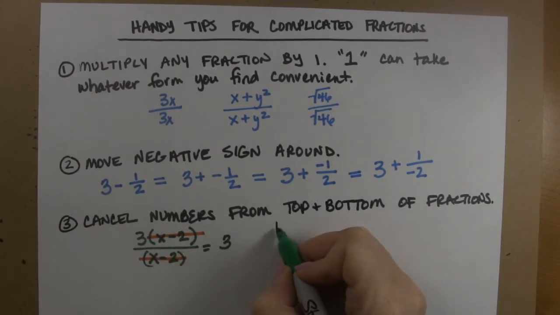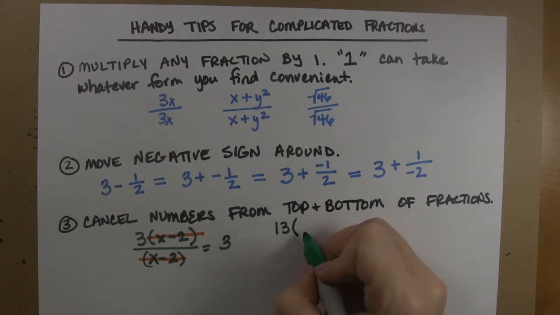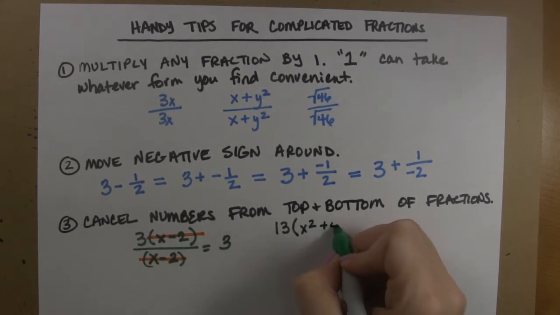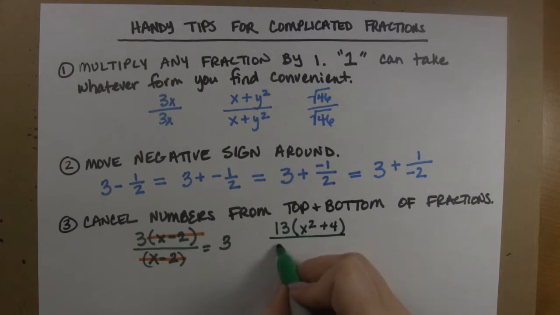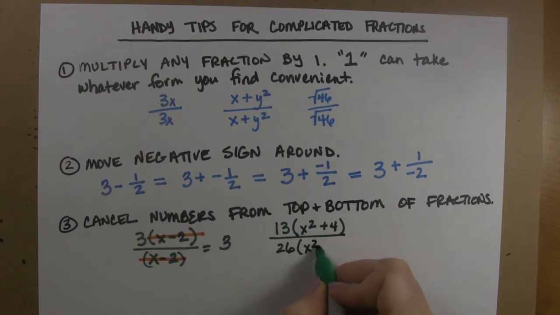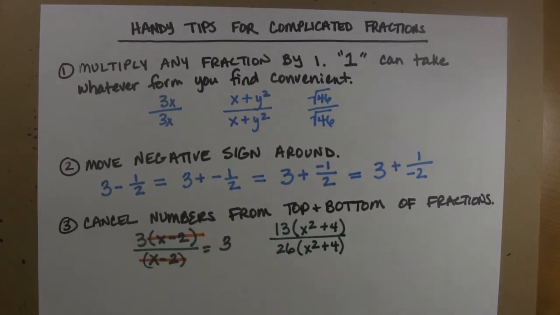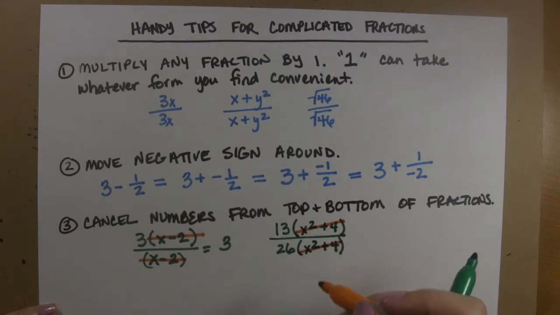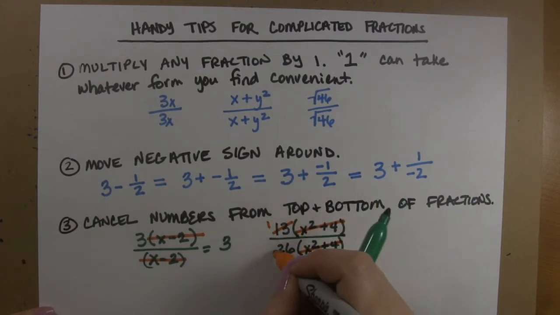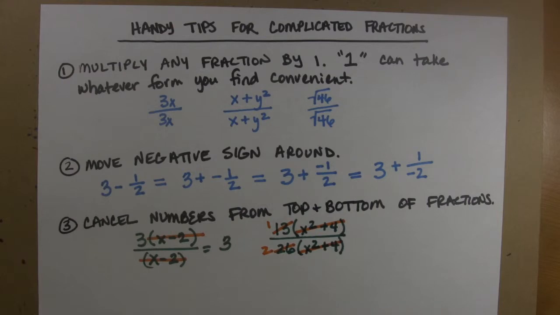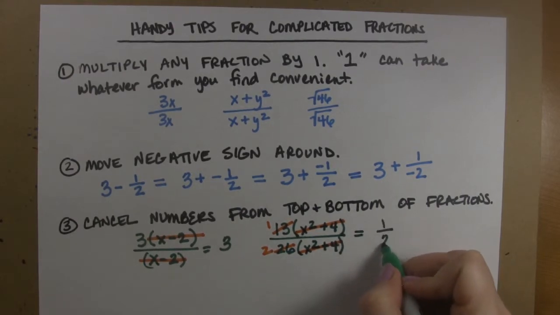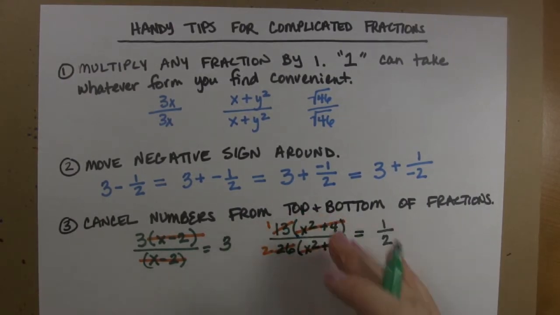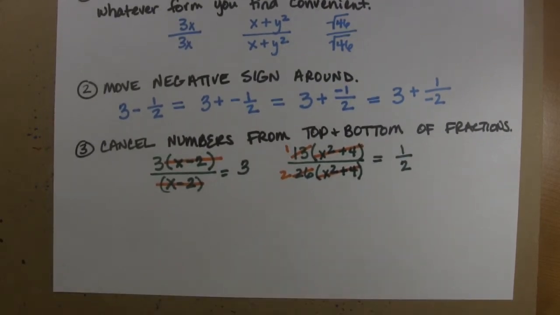Likewise, if you had 13 times (x squared plus 4) over 26 times (x squared plus 4), you could cancel out those two, and then both 13 and 26 are divisible by 13, so you could change that to 1 over 2. So your new answer is just 1/2. So canceling is very powerful, and you will do that a lot in this chapter.